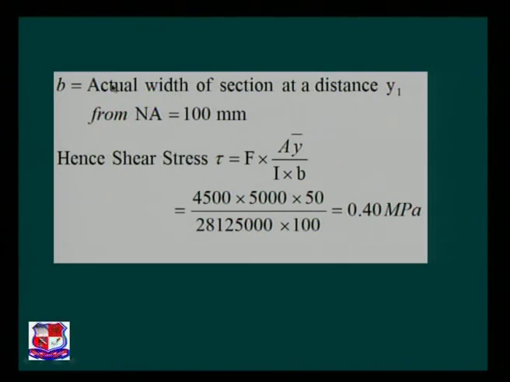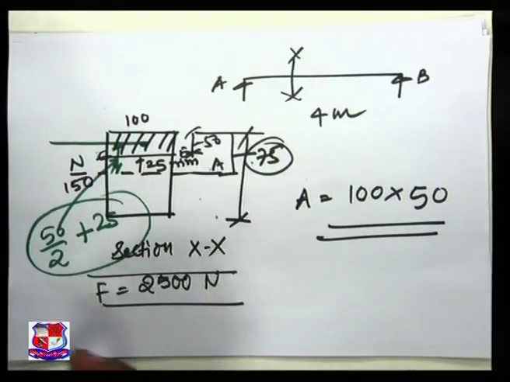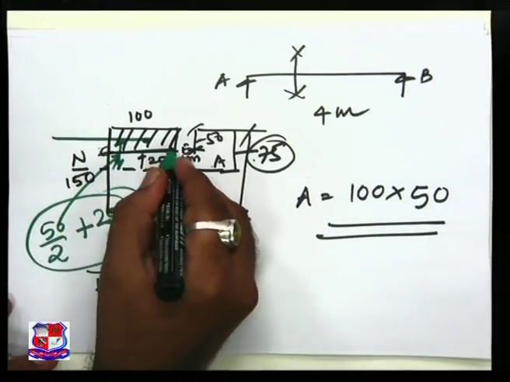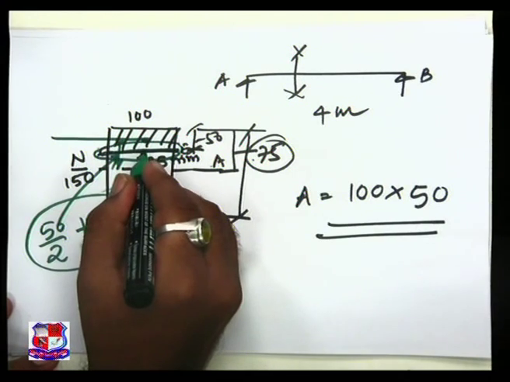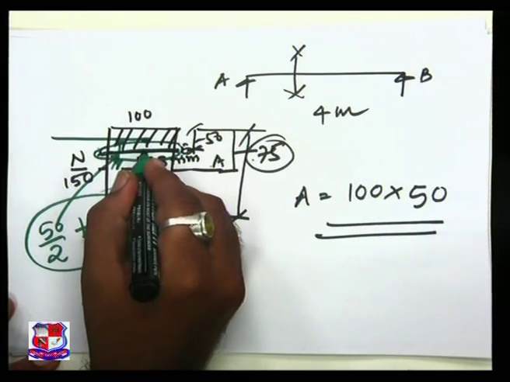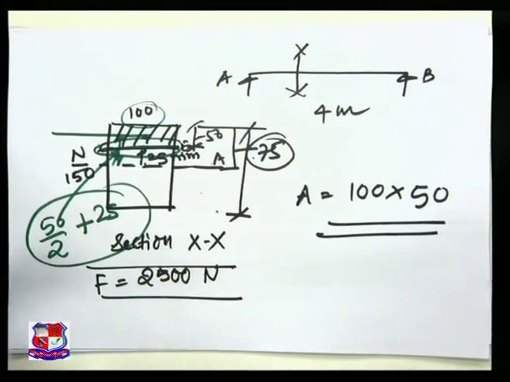Now our basic equation is FAȳ by IB. B is nothing but the actual width of the section at distance Y1. At distance Y1, the available width is the same width available for the section, because the given section is a rectangle. So if you want to visualize it on the tabletop, this is the B. This is my B value at Y1 distance. So it is nothing but 100.